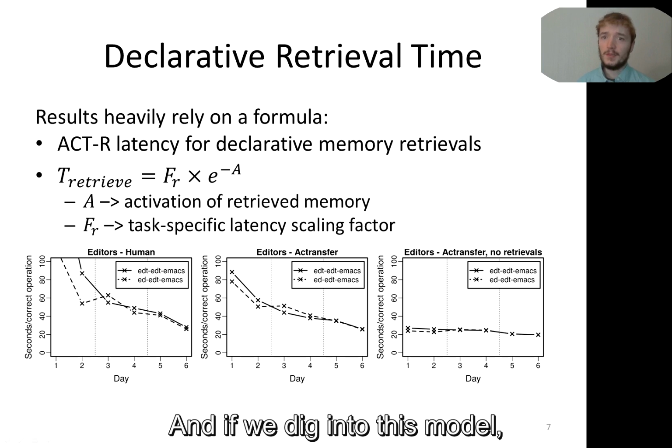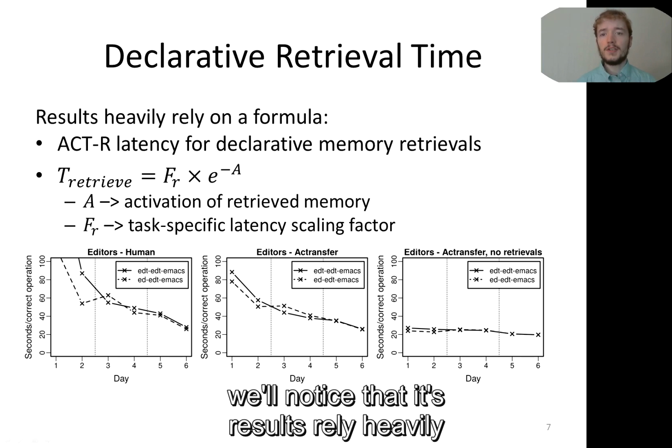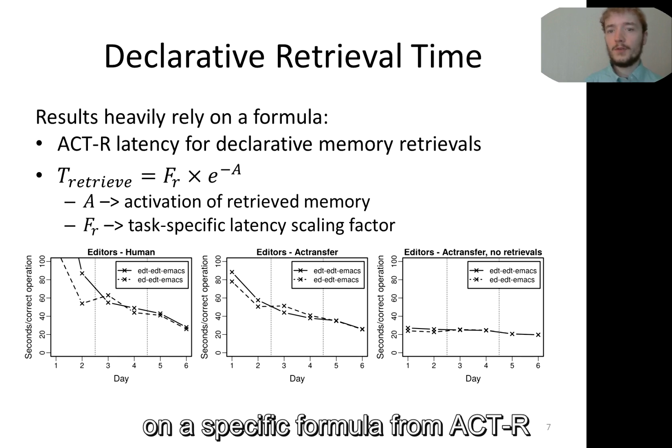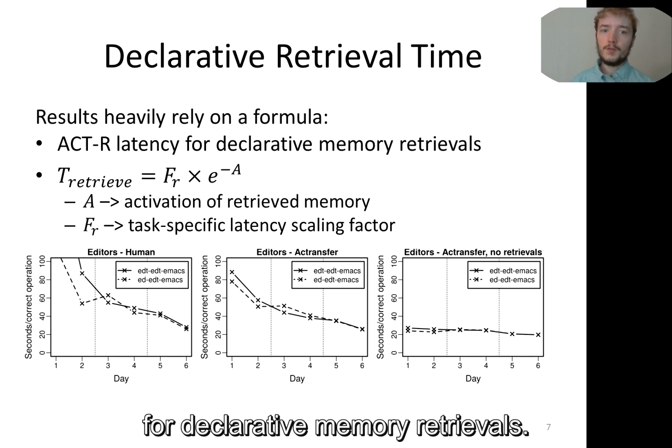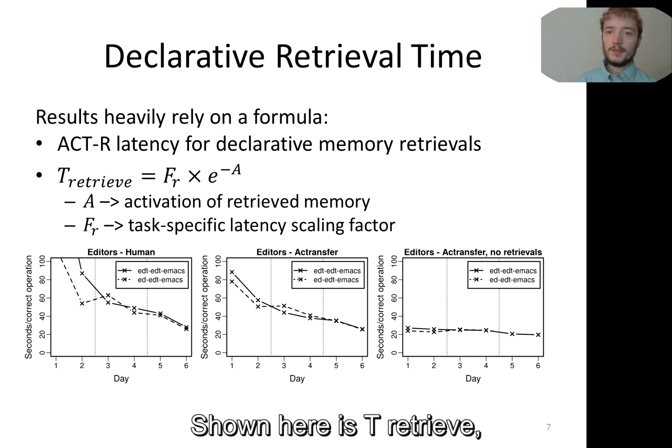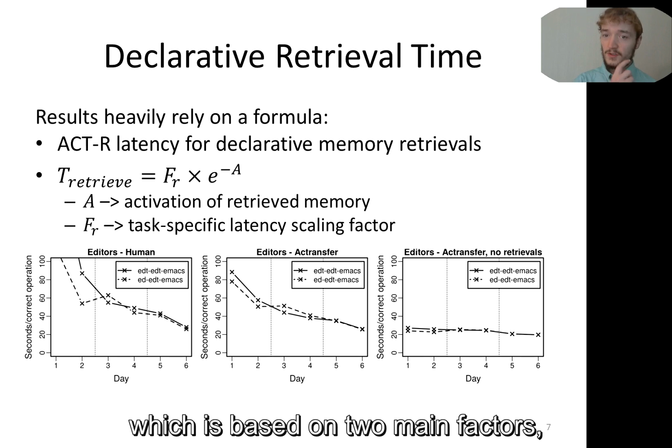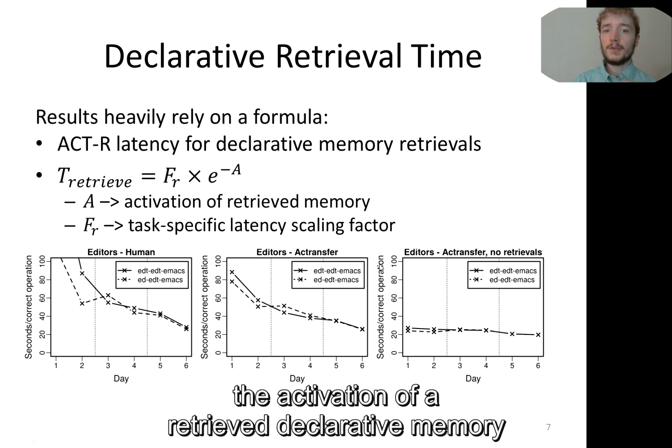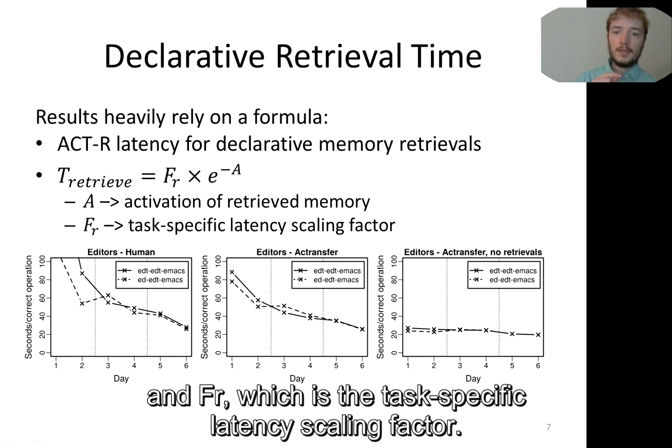And if we dig into this model, we'll notice that its results rely heavily on the specific formula from ACT-R for declarative memory retrievals. Shown here is T_retrieve, which is based on two main factors: the activation of a retrieved declarative memory, and F sub R, which is this task-specific latency scaling factor.